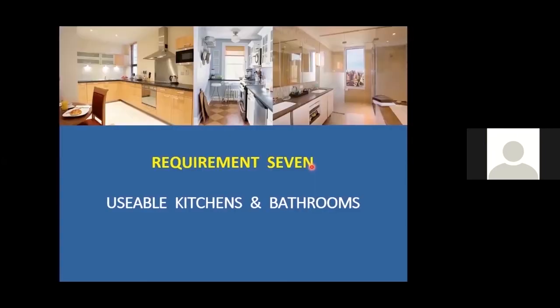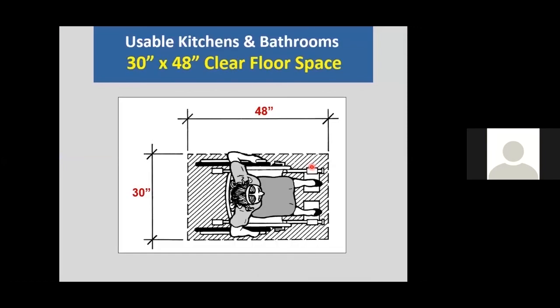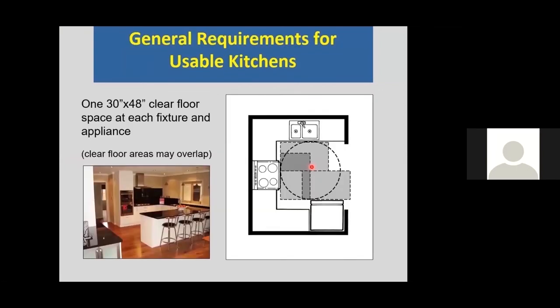Requirement 7, usable kitchens and bathrooms. There are some general requirements in the kitchen: clear floor space at appliances, a clearance in the kitchen between opposing elements, and then some additional clearance in U-shaped kitchens. Clear floor space at fixtures is required to be 30 by 48 inches.